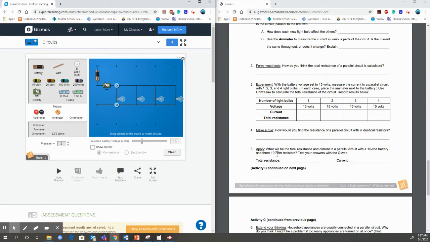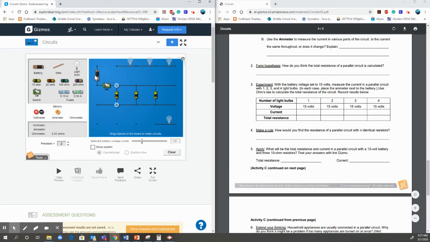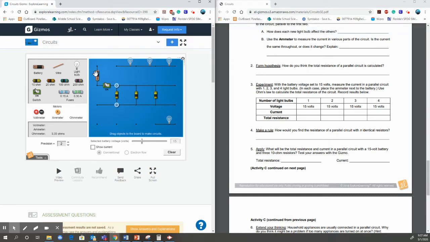Now, what will be the total resistance and current in a parallel circuit with a 15 volt battery and 3 10 ohm resistors? So what we can do is we can remove our light bulbs. And we want 3 10 ohm resistors. 1, 2, 3. And we have our 15 volt battery. So what is the total resistance?